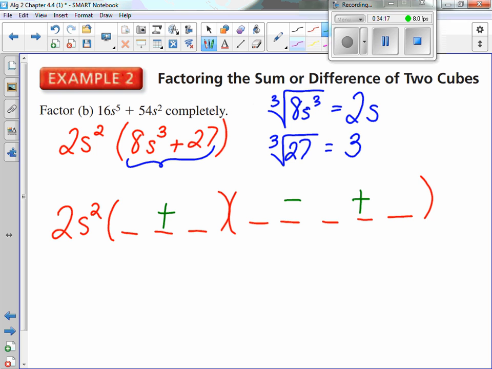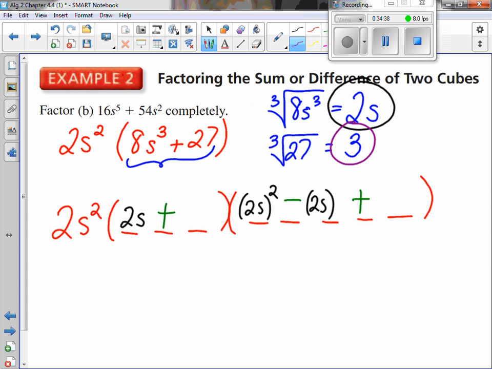Now, let's plug in our a's. Here it would be 2s squared, and then 2s by itself, and then nothing. Now, if we look at b, it would be 3, nothing, 3 to the first, and then 3 squared.